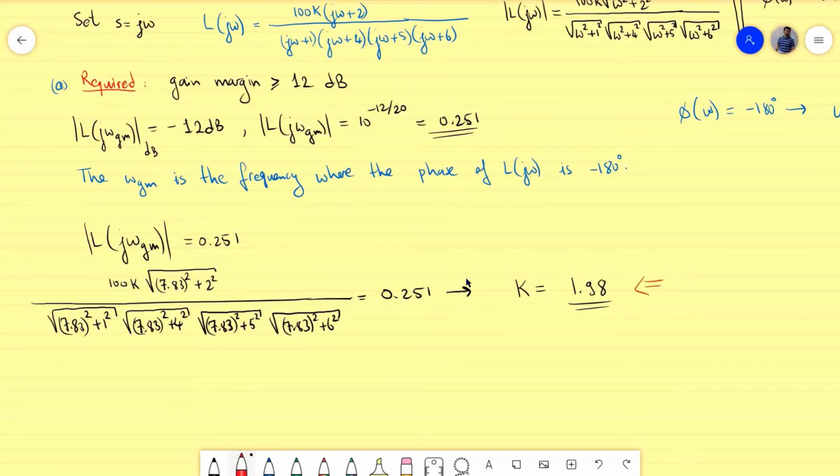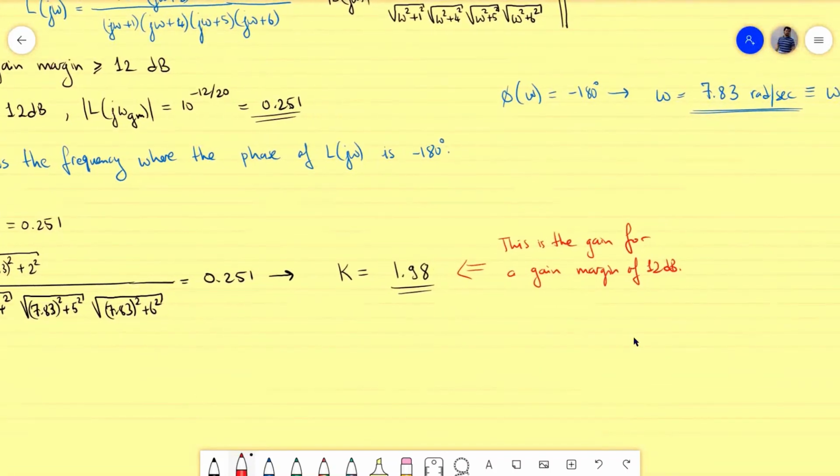So this is the gain for a gain margin of 12 dB. Let me write it down a little bit clearer, so it's 12 dB. I need that gain.